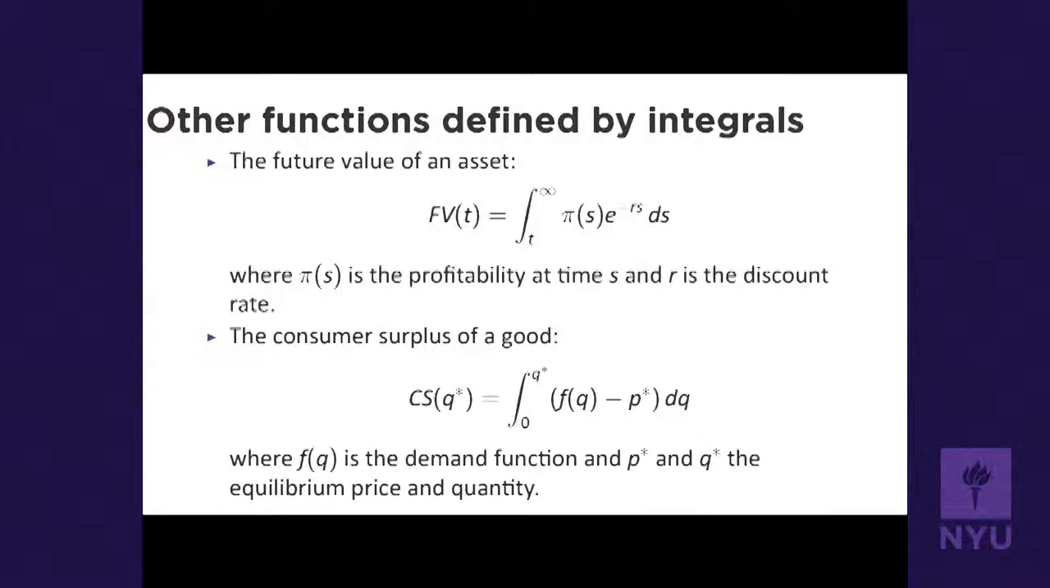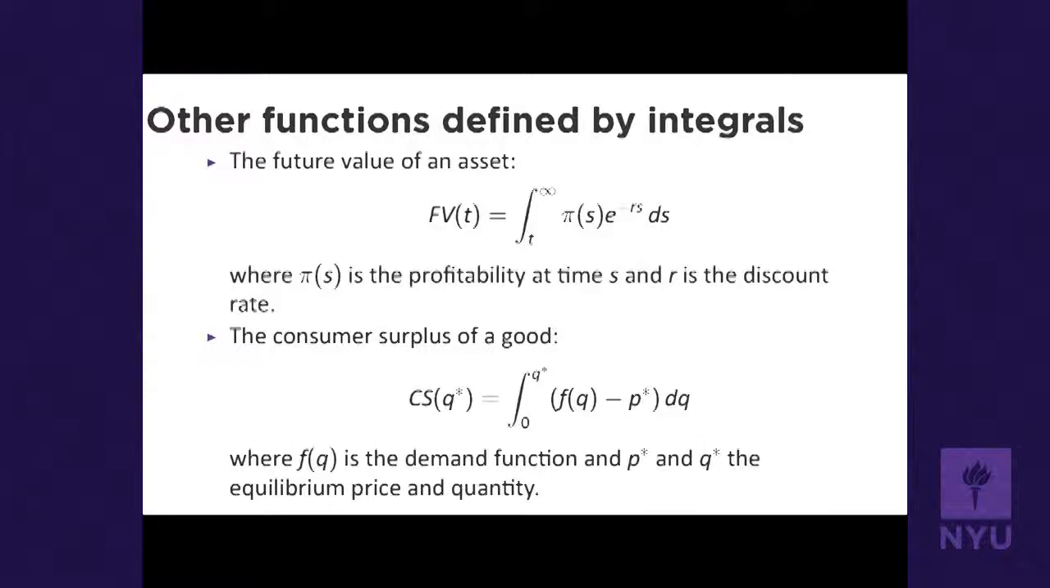Here's another one from economics, the consumer surplus of a good. It's an integral not over time, but over quantity, where f of q is the demand function, the amount they'll pay for it, minus the equilibrium price, and this q star is the equilibrium quantity. Okay, what's all that about? I have a nice picture.